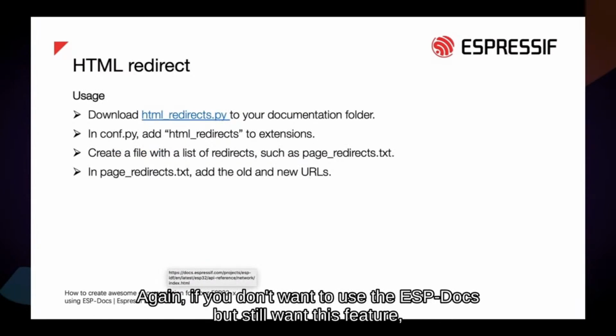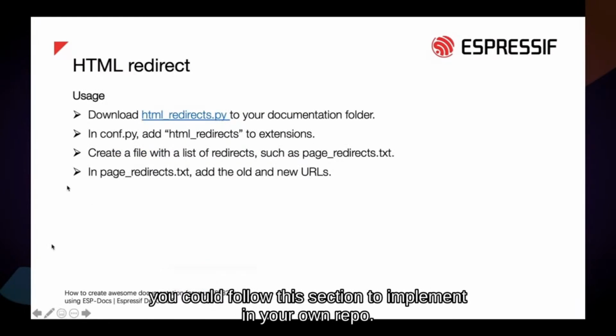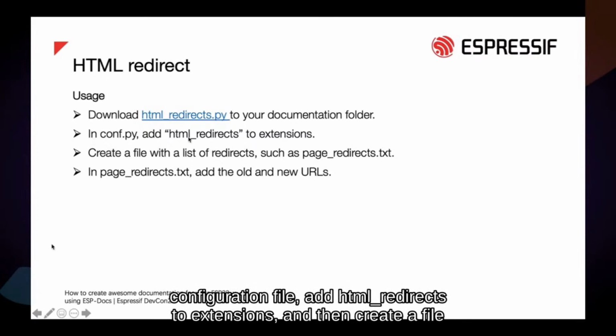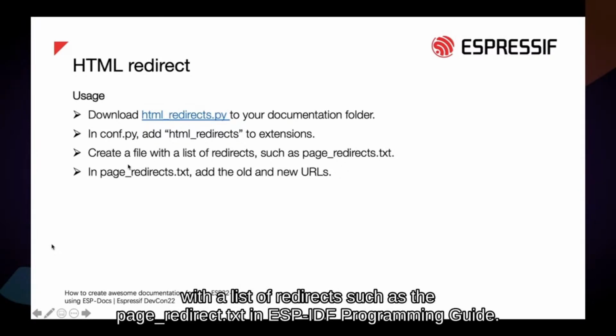Again, if you don't want to use ESP-Docs but still want this feature, you can follow this section to implement it in your own repo. You download this Python script to your documentation folder, and then in the Sphinx configuration file, add html_redirects to extensions, and then create a file with a list of redirects such as page_redirects.txt in the ESP-IDF programming guide.